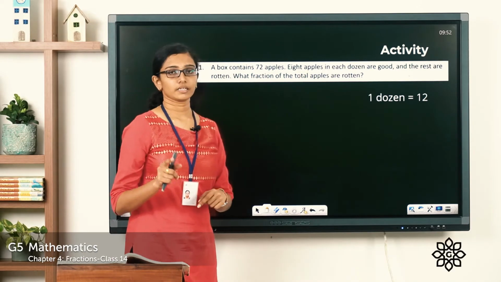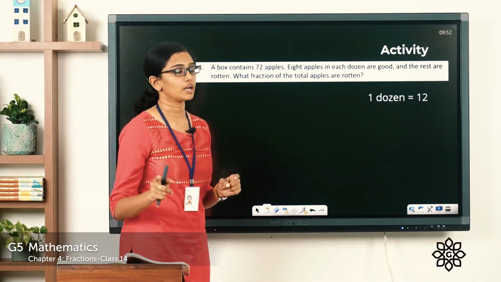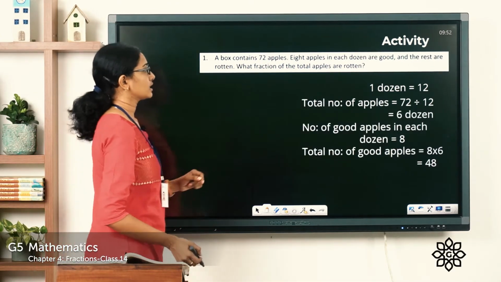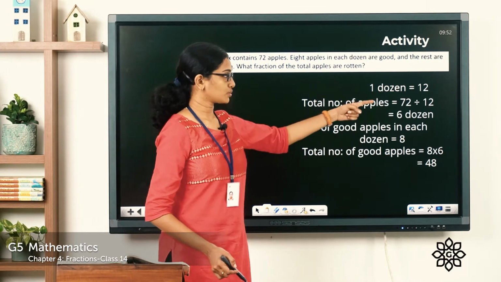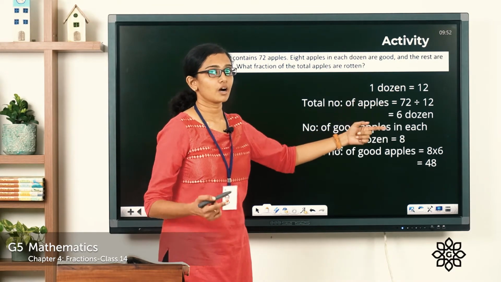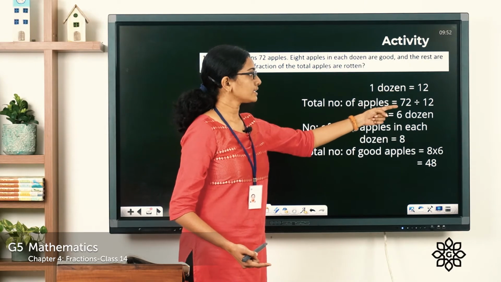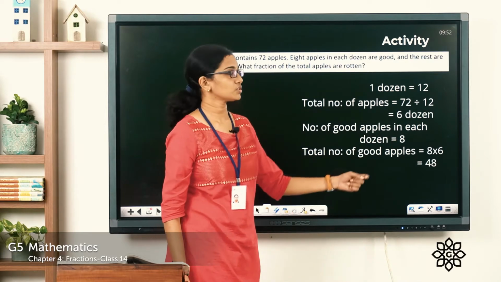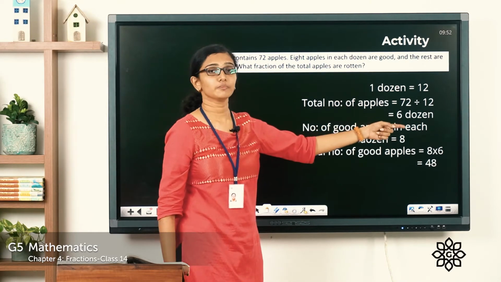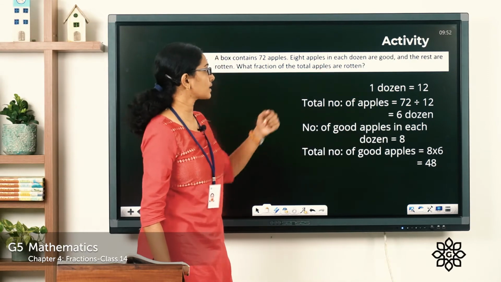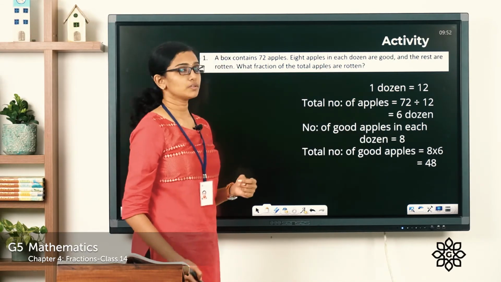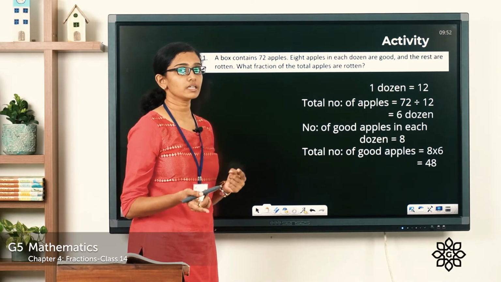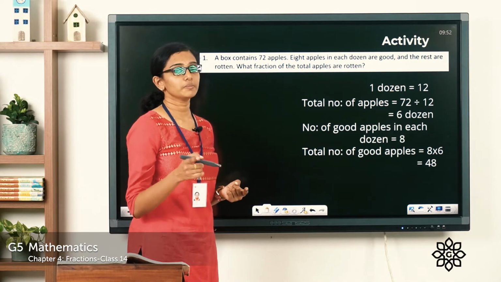So what is 1 dozen? 1 dozen means it's a group of 12. So if there are 72 apples, how many dozen will be there? The total number of apples is equal to 72. So to find out how many dozen it is, let's divide 72 by 12. So 72 divided by 12 is equal to how much? 6. So 72 apples will be 6 dozen. And in the question it is said 8 apples in each dozen are good. So in each dozen how many will be rotten? If 8 apples are good, the remaining 4 will be rotten, right?